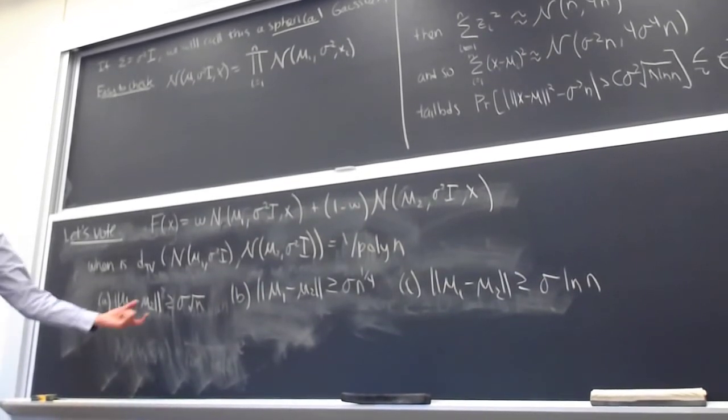So A, what this means is that the two balls are just disjoint, right? Because the balls are radius sigma root n, because we would take the square root of sigma squared n. Or it could be much closer, sigma n to the 1/4, or it could be sigma log n. So who votes A? No one votes A.